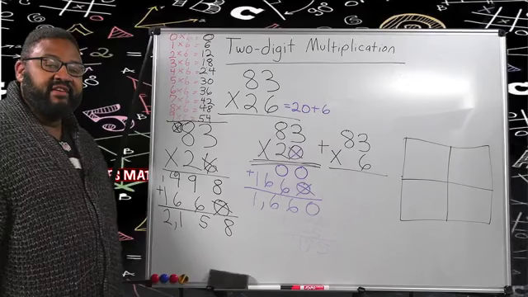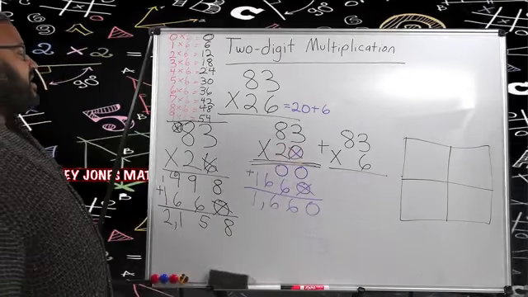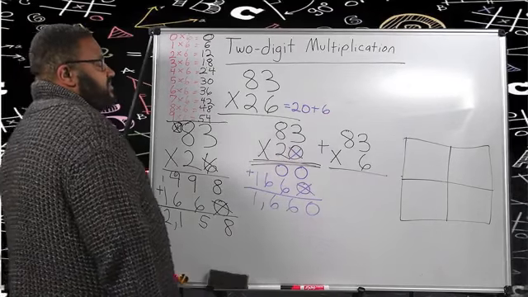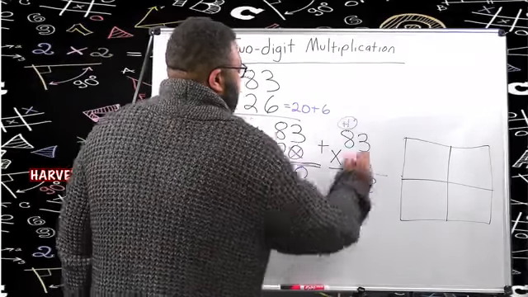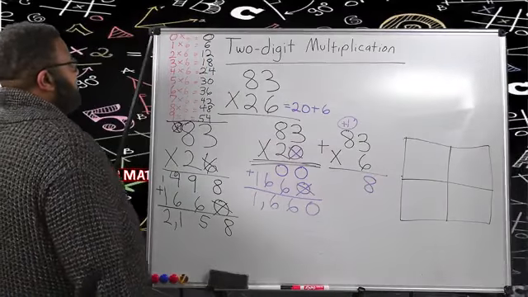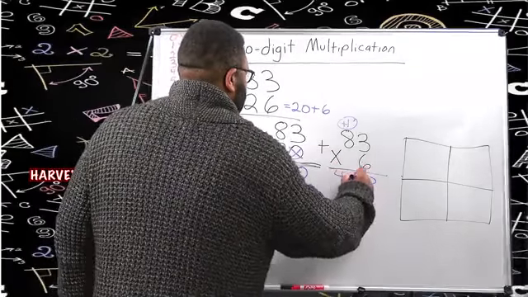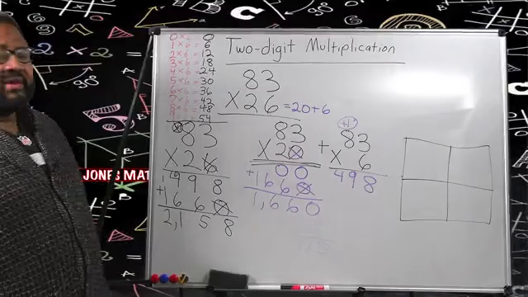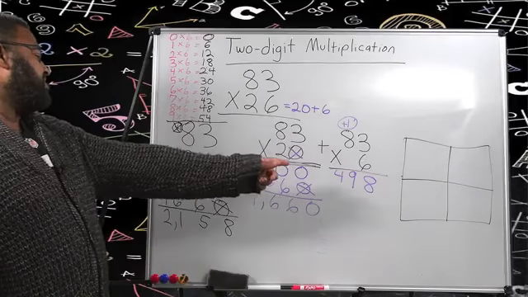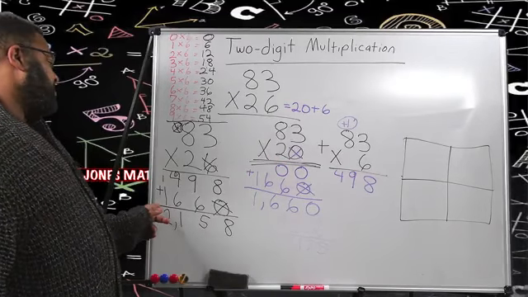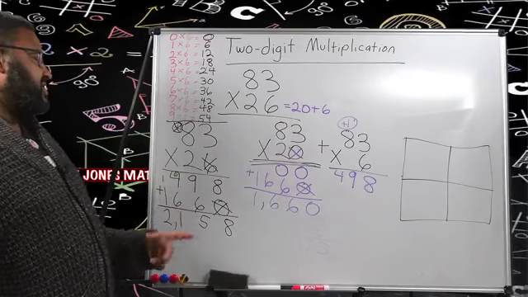What I'm going to do right now is I'm going to come over here and do the same thing right here. 6 times 3 is 18. Carry my 1. That's 6 times 8, 48. We just did that. 49. Mr. Jones, sounds like you're repeating yourself. I am. Doing the same thing right here. So I'm good. 498, check. 1,660, check.